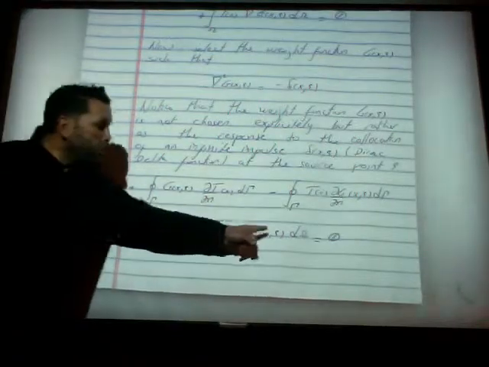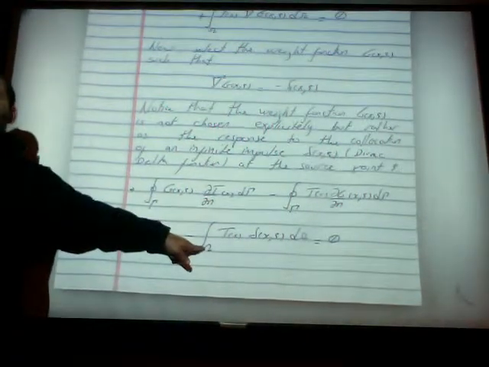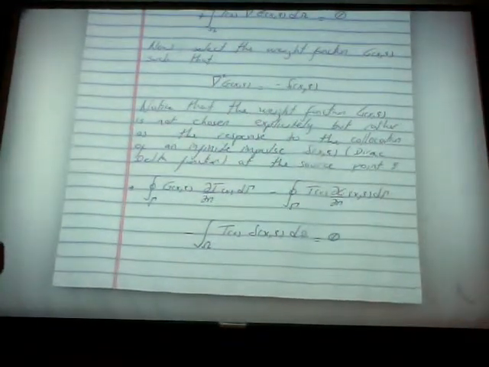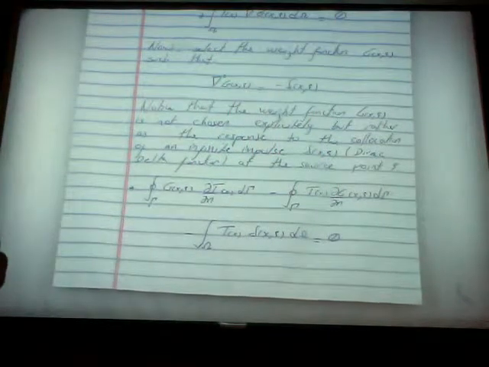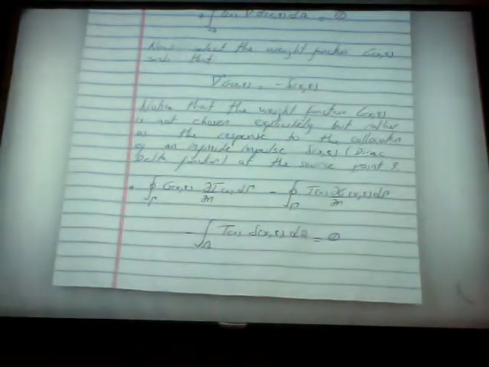How about if the source point psi is somewhere on the boundary of this integration domain? Then the integral will only see 1/2 of the Dirac delta function. If it's somewhere on the boundary, you only see 1/2 of the Dirac delta function, so you'll get 1/2 of t. You see that? Okay? So recall the sifting property.